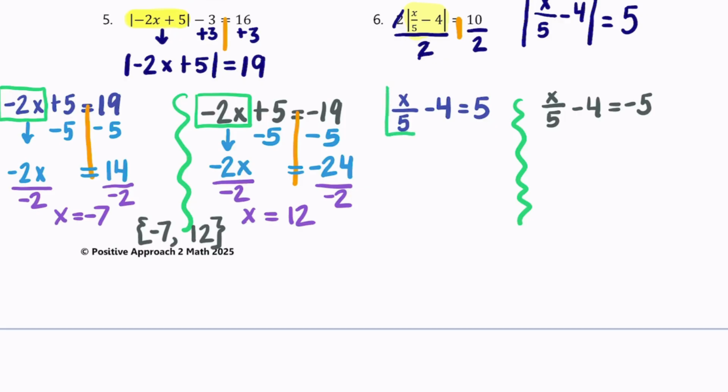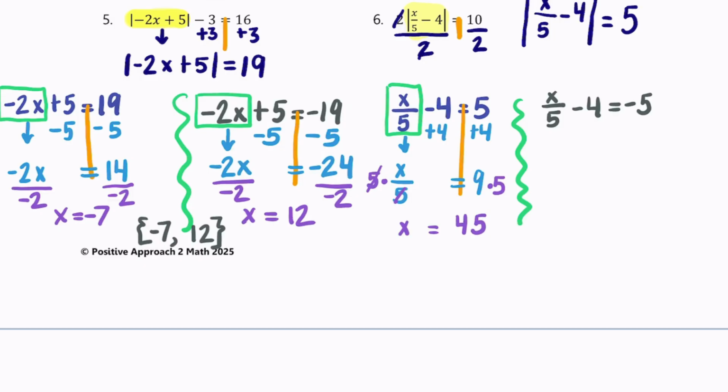All right, let's finish strong. To get rid of minus 4, we're going to add 4. Bring down what's in our box. 5 plus 4 is 9. And then last but not least, we need to get rid of that division by 5. So the opposite of dividing by 5 is to multiply, and so we're going to multiply both sides by 5. So we're left with x equals 45.